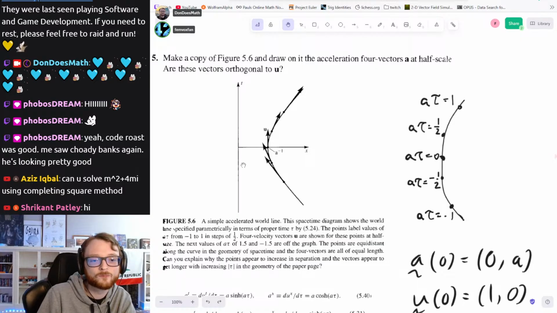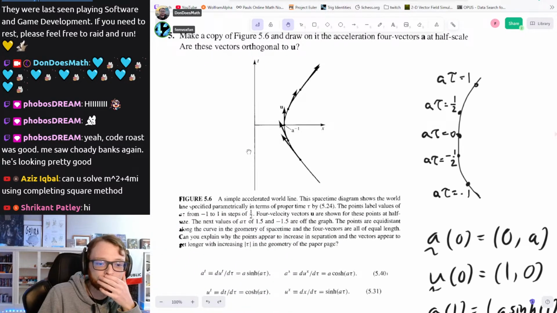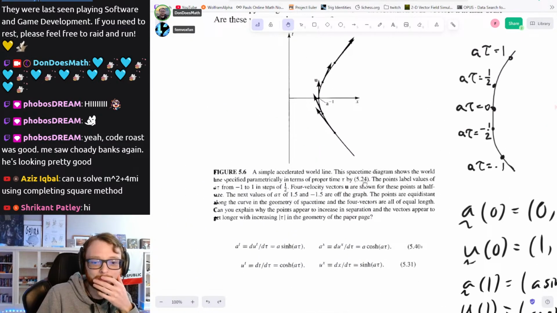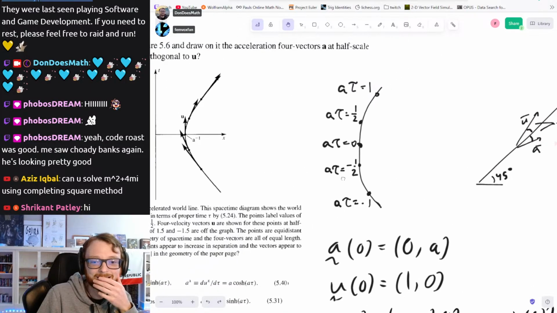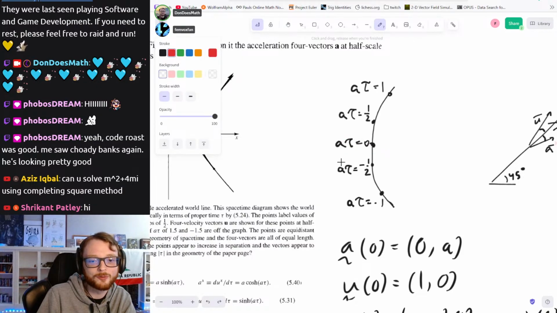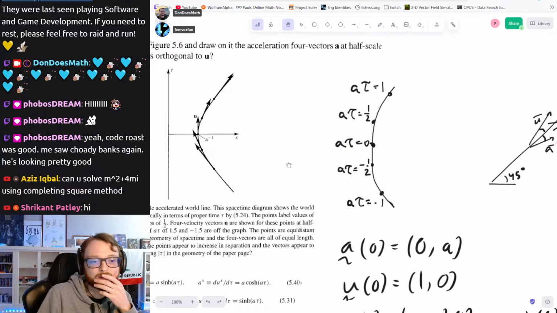Here they also said, draw your acceleration 4 vectors at half scale. Yeah, that kind of throws a wrench in the gears. Your argument does feel a little bit odd at tau equals 0, or I don't know how to apply your argument there. Well, they'd still be reflections in that line, right? But it's not at an angle though, right? In this one?